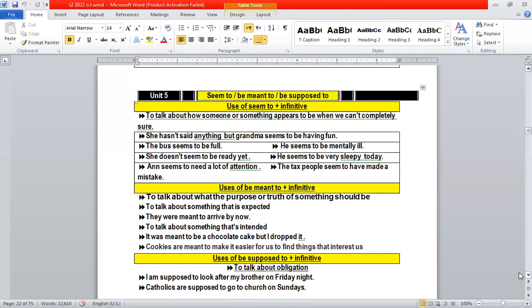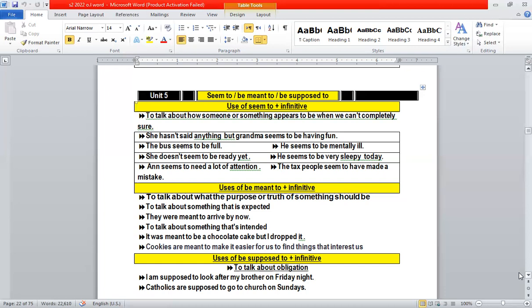Here we use seem to talk about how someone or something appears to be when we can't be completely sure. So when you say he seems to be, or it seems to be, it's as if you say I think it's something like that, but I'm not sure. She hasn't said anything, but grandma seems to be having fun. She didn't say that she's happy, but she seems to be having fun.